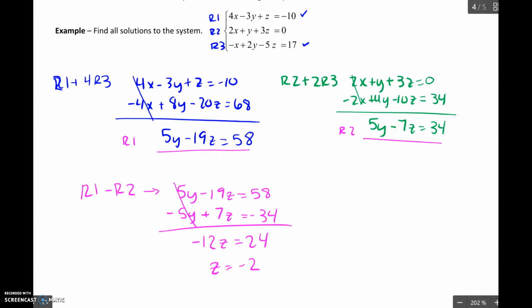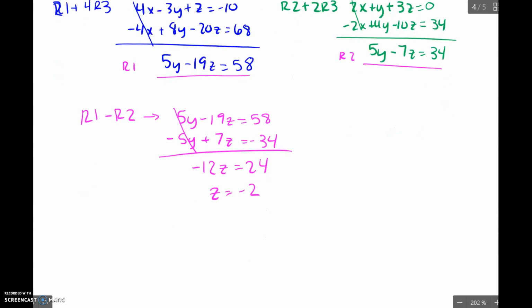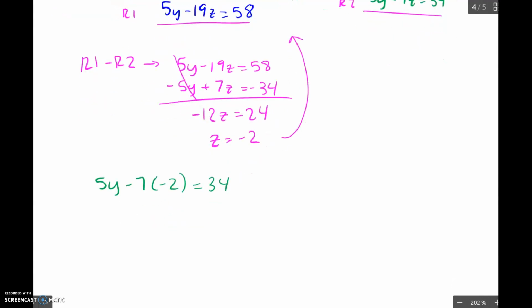Okay, so I've solved for one of them. Now you take that and you plug it into either of your second tier equations. I'm back substituting, right? It doesn't matter which one you choose. I'm going to choose the green one, because the numbers are easier. So 5y minus 7 times negative 2 equals 34. So I have 5y plus 14 equals 34. 5y equals 20, y equals 4.